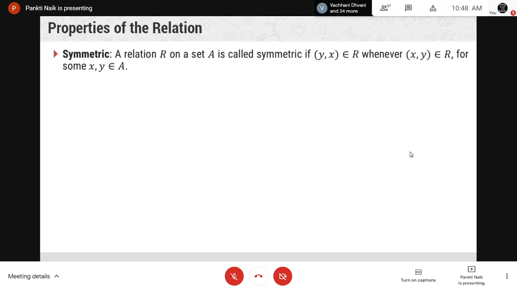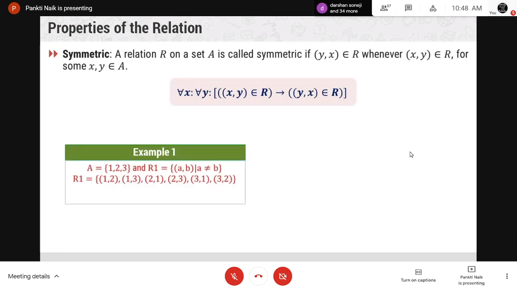Next property of relation is symmetric. A relation R on a set A is called symmetric if (y, x) is in R whenever (x, y) is in R for x, y in A. So consider the example A equals 1, 2, 3 and relation R1 equals (1, 2), (1, 3), (2, 1), (2, 3), (3, 1) and (3, 2). So here (1, 2), (2, 1), then (1, 3), (3, 1), (2, 3), (3, 2). So it is a symmetric relation.